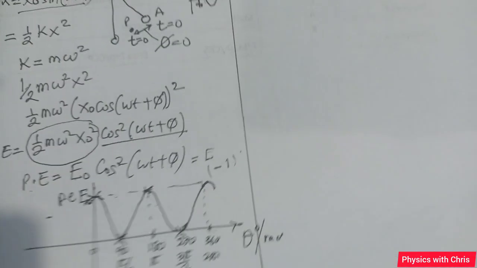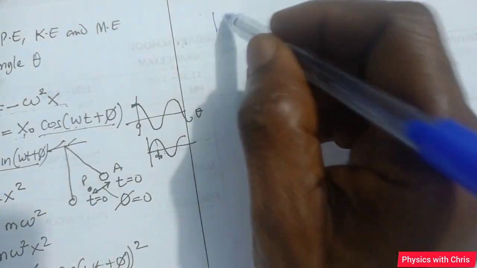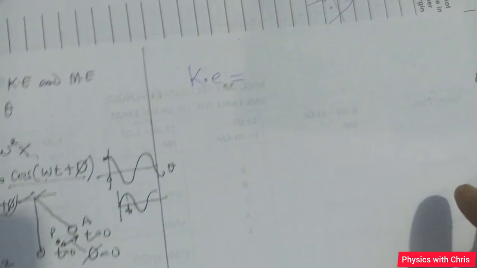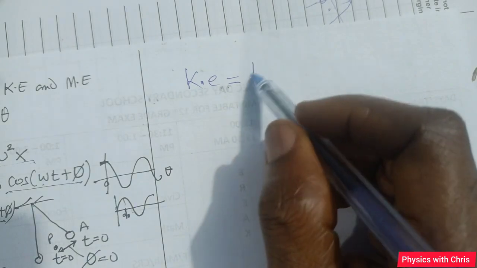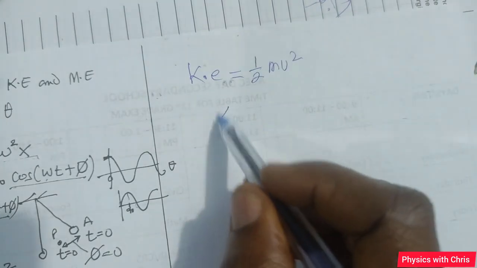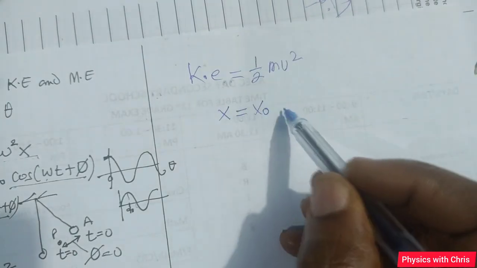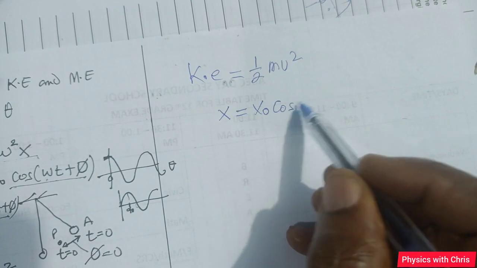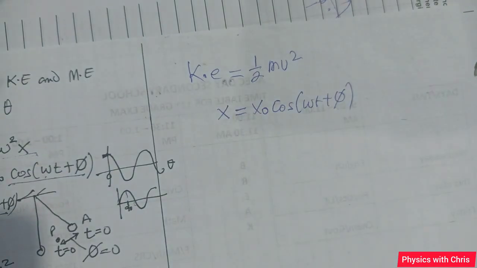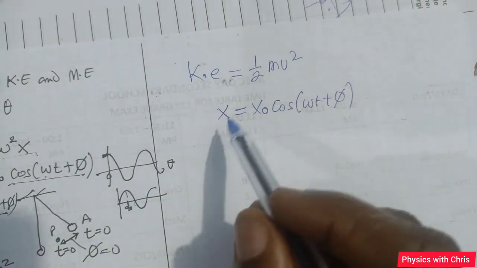Okay, quickly, let's see how kinetic energy varies with the angular displacement. That's the phase angle. So I'm going to have mv squared and come back to this equation, x equals x naught cos(omega t plus my initial phase). Now I have to differentiate this.